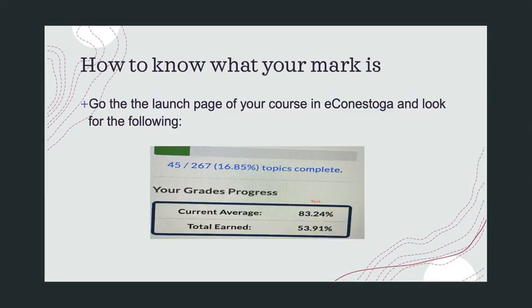So when you're working on your grades, it's always important to pay attention to the mark you got on the task and what the task was worth. And you can keep a running total in your notebook all semester so that you know what your grade is. Or again, go back to the current average that is on the eConestoga page.